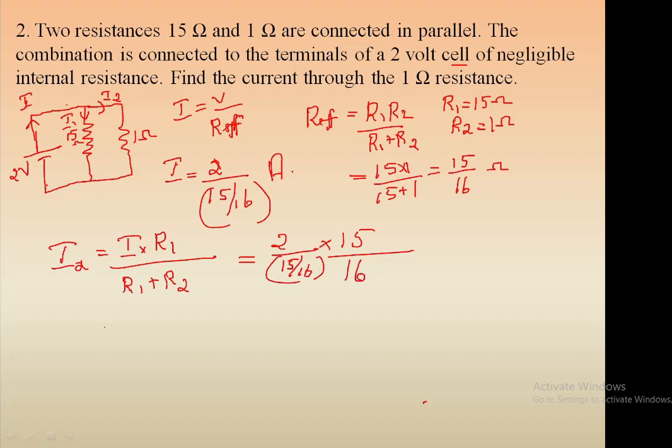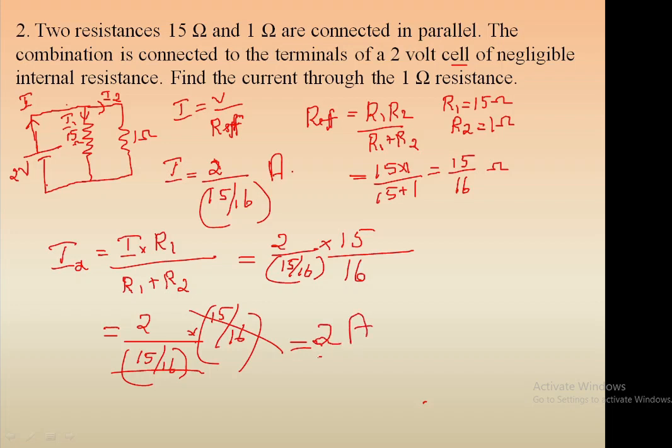So we have 2 divided by 15 by 16, into 15 by 16. Let me write it for better understanding: 2 divided by 15 by 16 into 15 by 16. This can be cancelled out, and the current through the 1 ohm resistance is equal to 2 ampere. Then move to the next one.